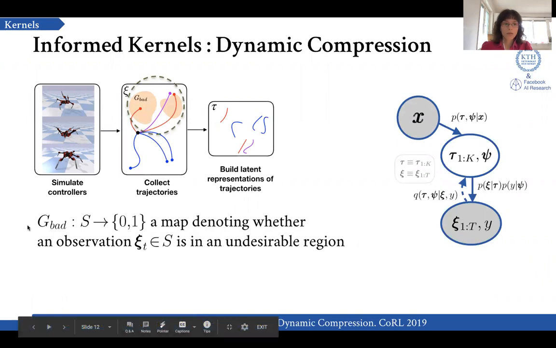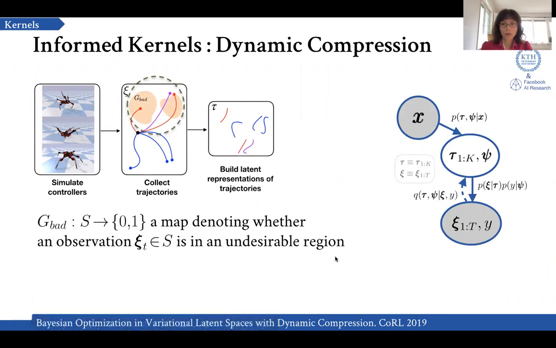We also let the user specify a region that is undesirable for the robot to visit, so a region in the space of trajectories. For example, if this is a walking robot, it's very easy to figure out if the robot is falling based on the location of the center of mass, like how high it is above the ground, and maybe its velocity. And so the users can say that the trajectories that correspond to the robot falling are undesirable.